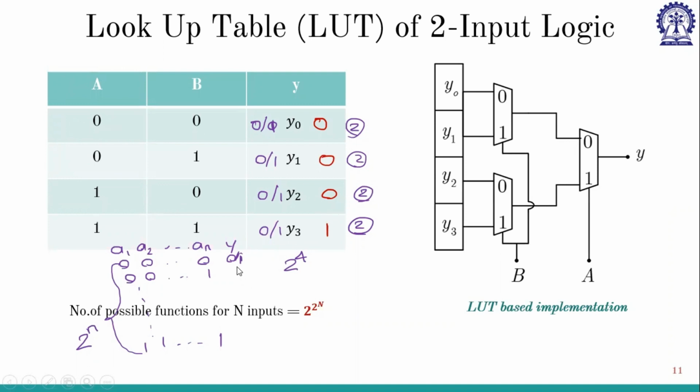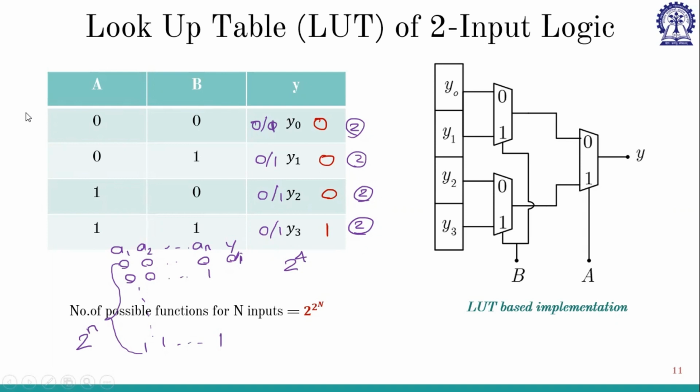So what I'm discussing, so there are 2 to the power n such possibilities, and each possibility has y. Sir, please repeat from that point. Your audio is not audible, and we are unable to see what you have written. Okay, sorry, let me explain.